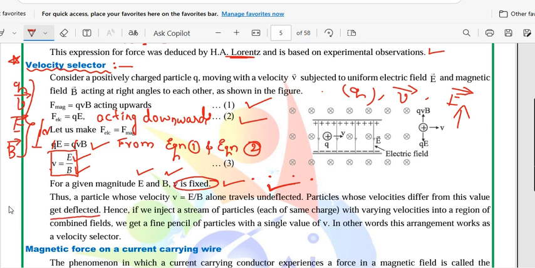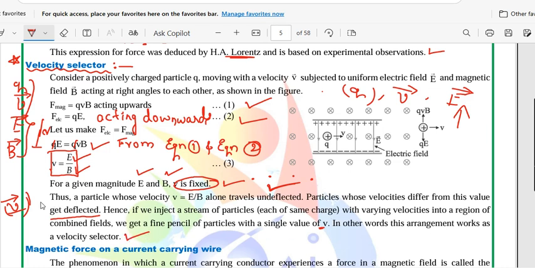Why? Because velocity may vary there. In the case of v equal to E by B, the particle will travel without deflection, but particles whose velocity differs from this value will get deflected. Hence, if we inject a stream of particles, each of the same charge with varying velocity, into a region of combined fields, we get a fine pencil of particles with a single value v. In other words, this arrangement works as a velocity selector.